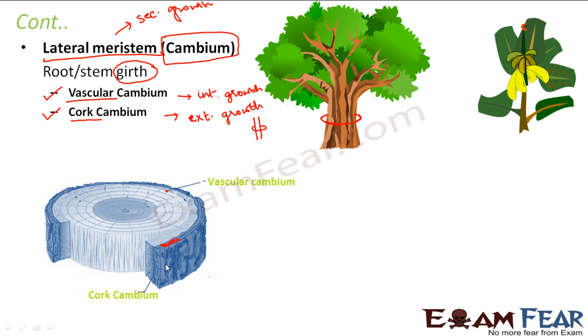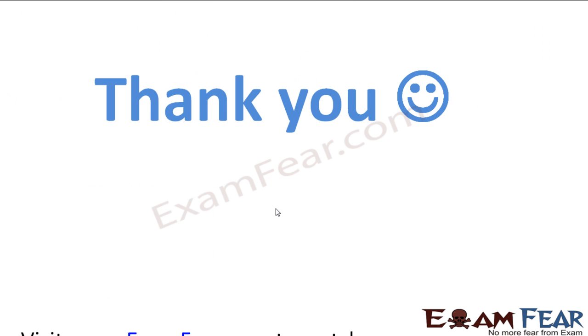So I hope you understood the three types of meristematic tissue. What are the three types of meristems? The first was apical meristem, which is present at the apex and causes primary growth, that is, it causes increase in length. Second was intercalary, which is present at the internodes and results in branch formation at the nodes. The third is lateral meristem or the cambium, which causes secondary growth because it increases the girth of the root or stem. Here again we have two types: vascular cambium, which causes internal growth, and cork cambium, which causes the external growth. Correct? Thank you.